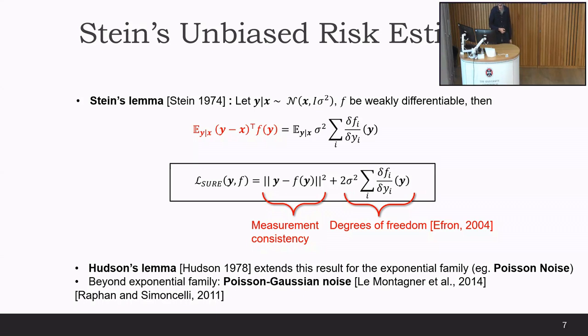We can extend this to other noise distributions, like Poisson noise, and tomorrow I'll also be speaking a little bit more about that. Using Hudson's lemma, which basically is replacing this divergence by some variant of this divergence according to the noise distribution. But something important here is that we still need to know the variance, right? So we need to know the distribution and the variance, because otherwise we cannot compute this term that is multiplied by sigma squared. We can do this trick even beyond the exponential family, for Poisson-Gaussian noise. There are multiple research works on the topic.